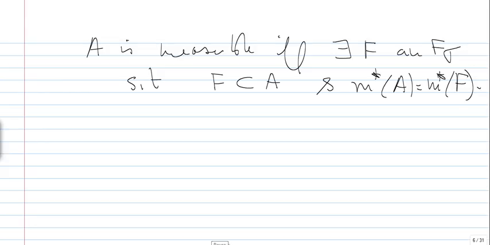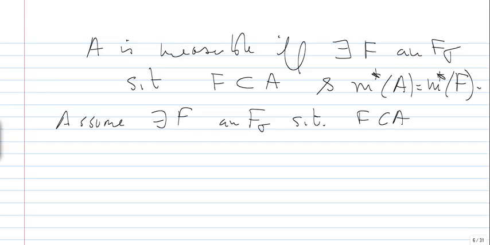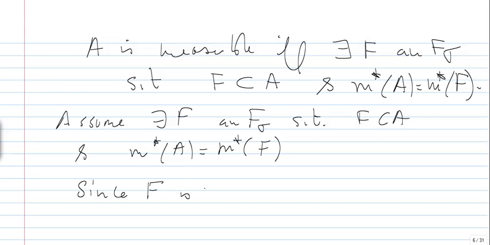Okay, so first, let us prove that if we assume that there exists an F, which is an F sigma, such that F is in A and the outer measure of A is equal to the outer measure of F, then A is measurable. So, what do we have? Since F is an F sigma, it's a Borel set, so F is measurable.